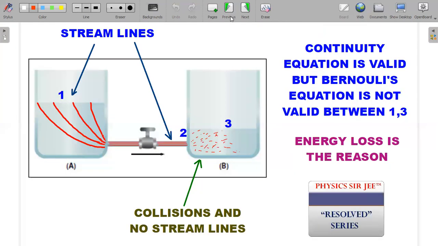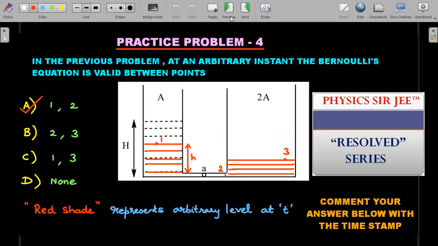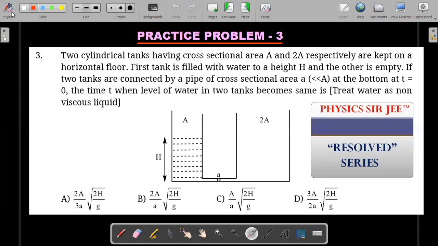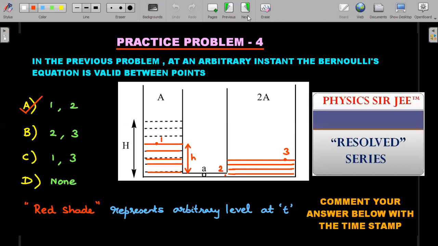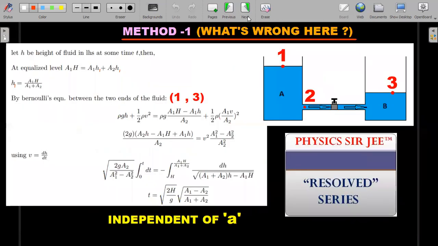So let me go back and mark the correct answer. A1 A2 by A1 plus A2 for 2A and A will be 2A by 3, I guess. And this is what I think you end up having. So just check the answer. I was not interested in the numerical part of that or the integration at the end. It's about the concept of Bernoulli's equation and its applicability.